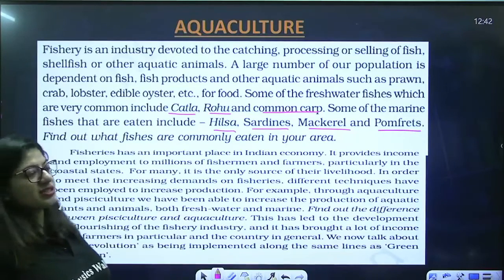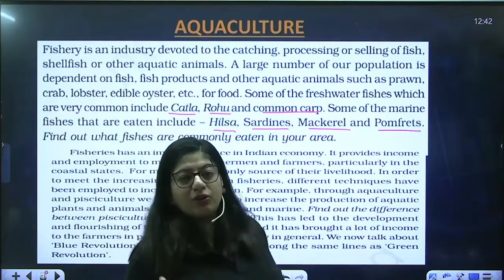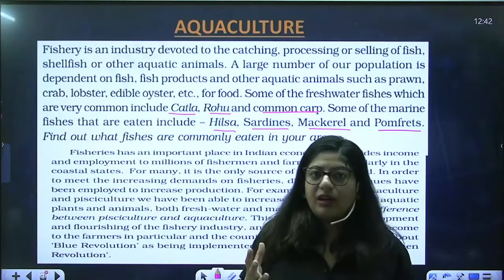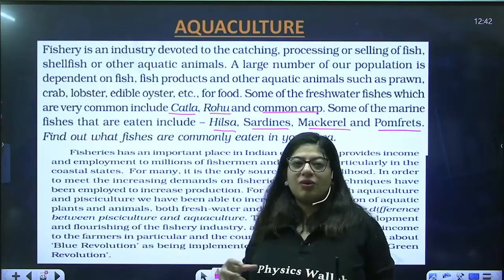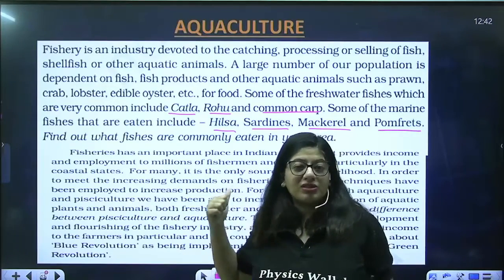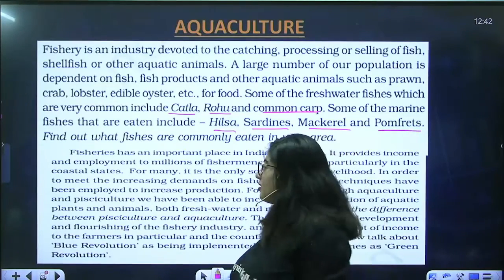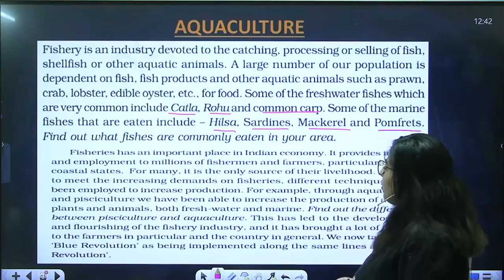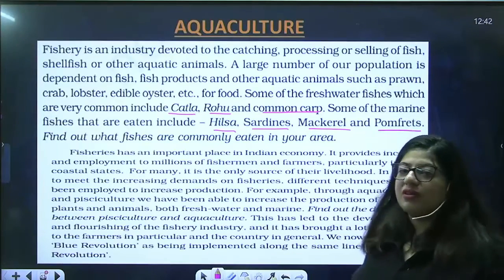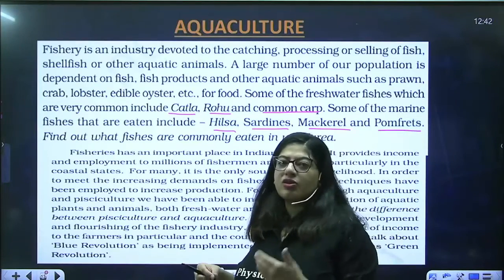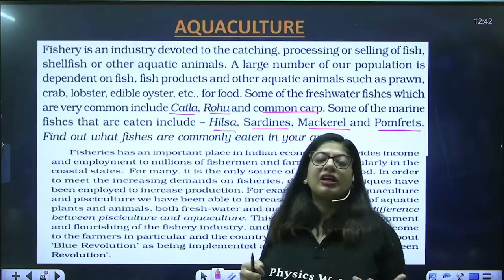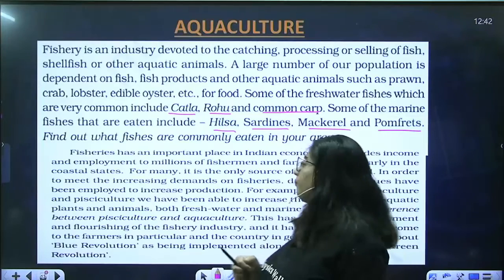Whatever coastal state, like we have Goa, right? In Goa, seafood is so much there. People are associated with this industry. So every day someone is getting employment out of this industry. See, that's a big deal. For many, it is the only source of their livelihood, and for some fishermen who work at a smaller scale, this is the only source of income by which they eat their bread.